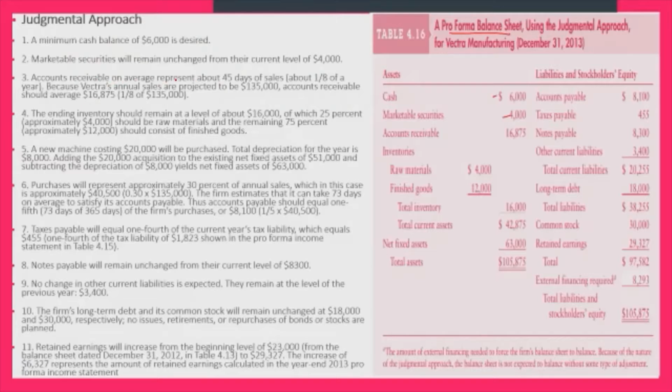Accounts receivable on average represents 45 days of sales, which is about 1/8 of the year. Because Vector's annual sales is projected at 135, as we saw on the previous page, receivables will be 1/8 of 135, which gives us 16,875. So that's our receivables. The ending inventory should remain at a level of 16,000. So we're given our inventory level. We don't need to calculate that, right? This was from our previous balance sheet.